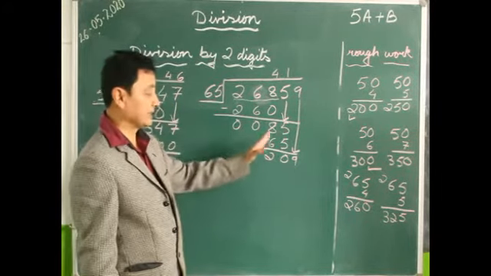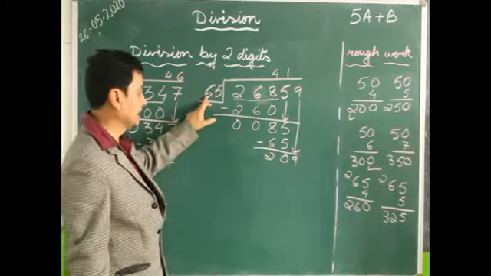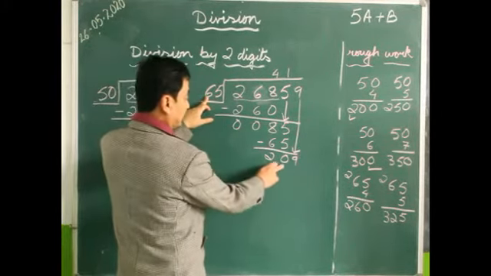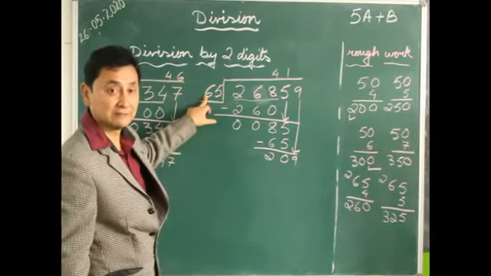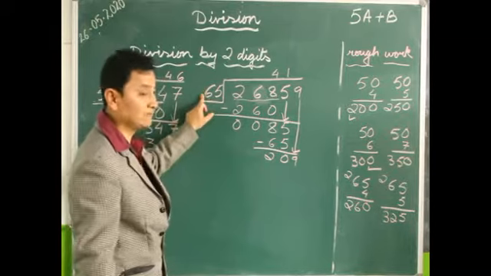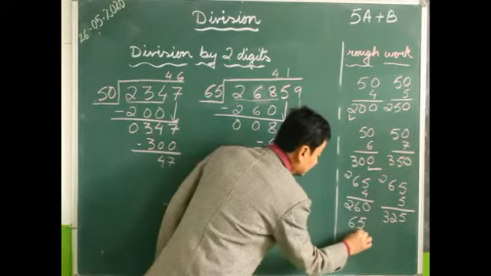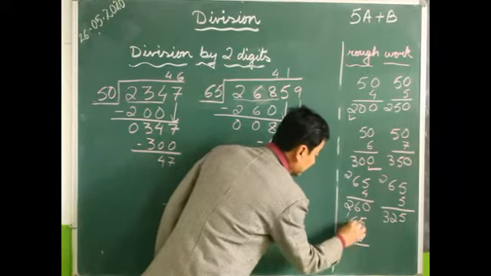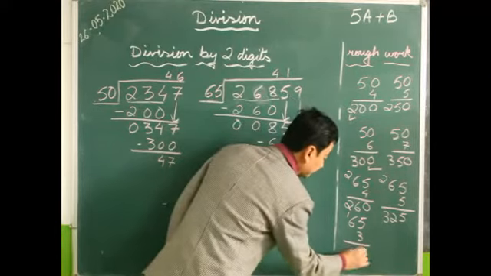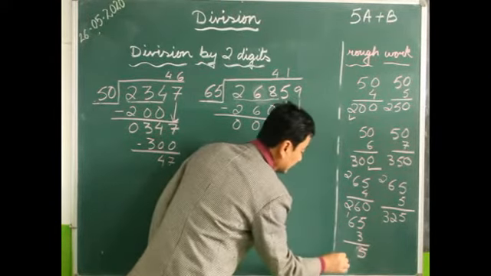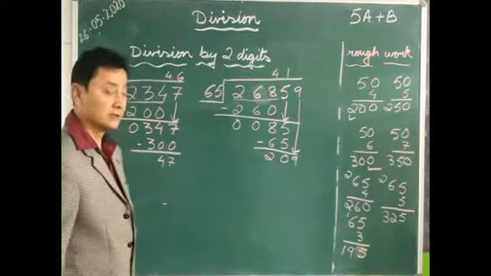So again, let's use that trick. Take the first number from the divisor, 6, and from the dividend, 20. 6 goes into 20 how many times? 3 times. So let's multiply 65 by 3. 3 fives are 15, 3 sixes are 18, plus 1 is 19. Okay?